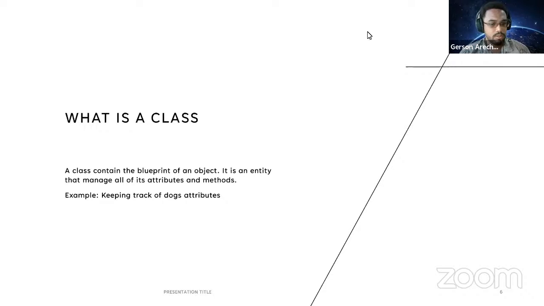For example, how much the dog weighs. Different dogs have different weights. Maybe whether the dog is active, the dog's personality, the dog's height, or even the dog's breed. So basically a class is just a blueprint that you use to describe something.